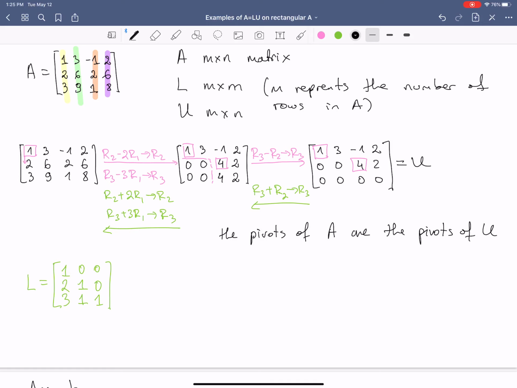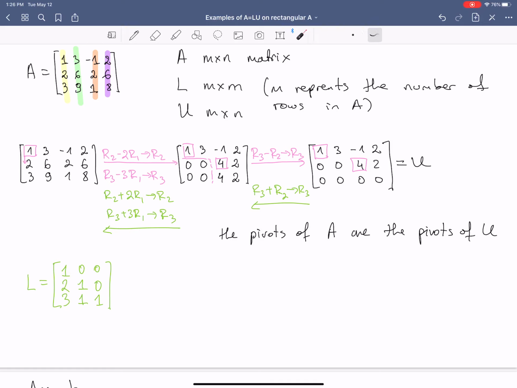Of course, it cannot have more than 3 because every row cannot have more than 1 pivot, and every column cannot have more than 1 pivot. So since the number of rows is less than the number of columns, A can have at most 3 pivots. But it could also have just 1 or it could have 2.